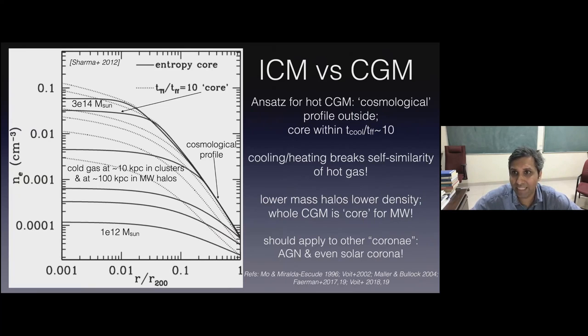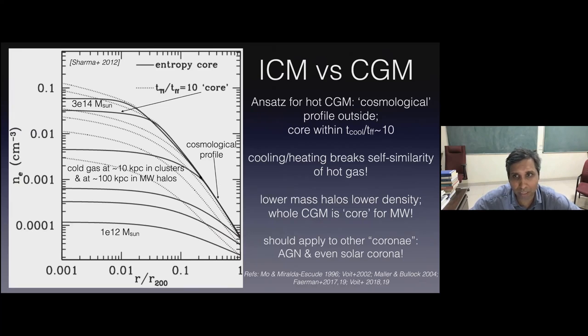The ansatz is the following: at large radii, the halo should have a cosmological profile, like some sort of r to the minus 2.5 or something like that in density. And you start constructing these models at the outer boundary, and you impose hydrostatic equilibrium with a given density profile. So you can actually start building it.